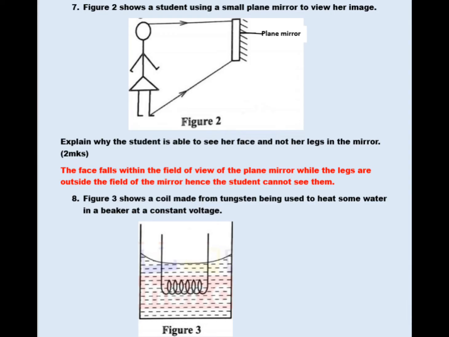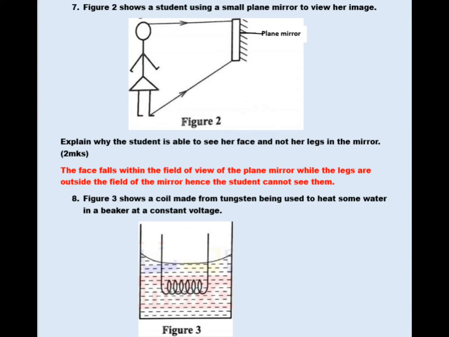So the face falls within the field of view of the plane mirror, while the legs are outside the field of the mirror, hence the student cannot see them. Remember, this is a plane mirror. If it was maybe a convex mirror, you could be able to see the legs. But of course now this one is a plane mirror. That means the field of view cannot accommodate the legs.